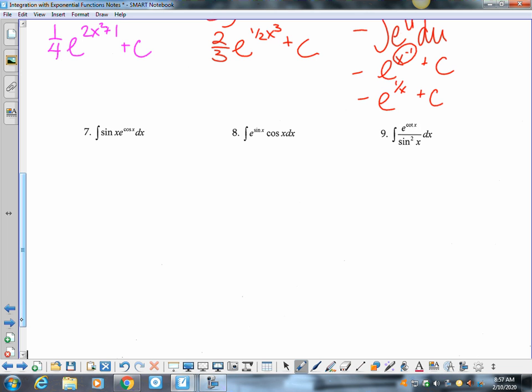All right, number 7. What you gonna let your u be? Do y'all notice the e kind of smushed in there? That's what your focus has got to be. So u's going to be cosine of x. Okay. Good. Negative sine x dx. So I need negative e to the cosine x.